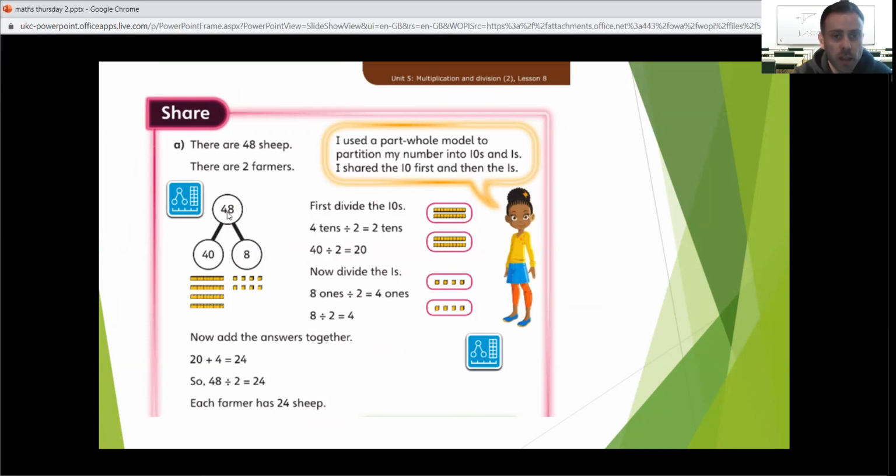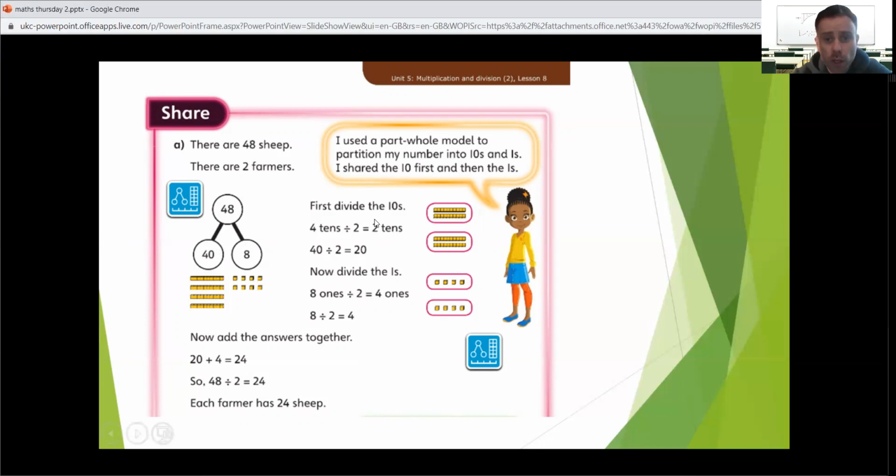And they've got 48 at the top, the number of sheep. And what they've done is they've split it into the 10s and into the 1s. So we've got 48 and we've got 40 and we've got 8. Like we were doing before with the multiplying, they've just split it up. It makes it easier to see it if you do it one bit at a time. So we've got 40 here, 4 rods of 10, and we've got 8 1s.